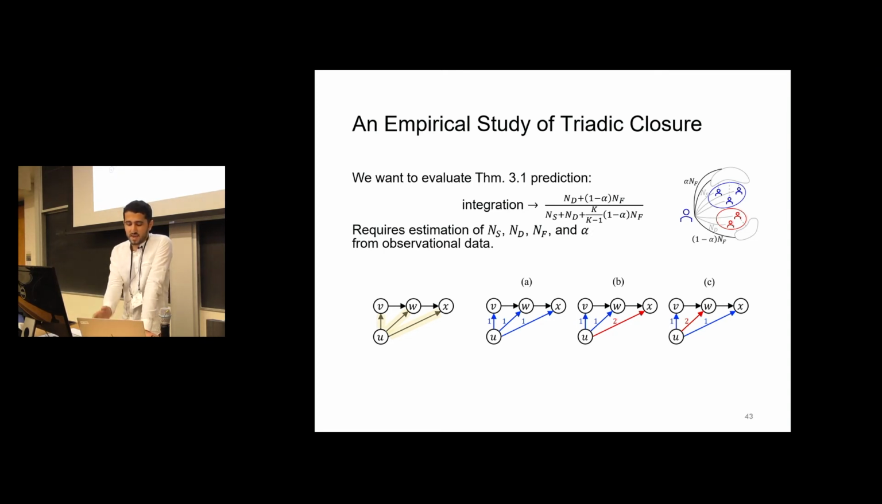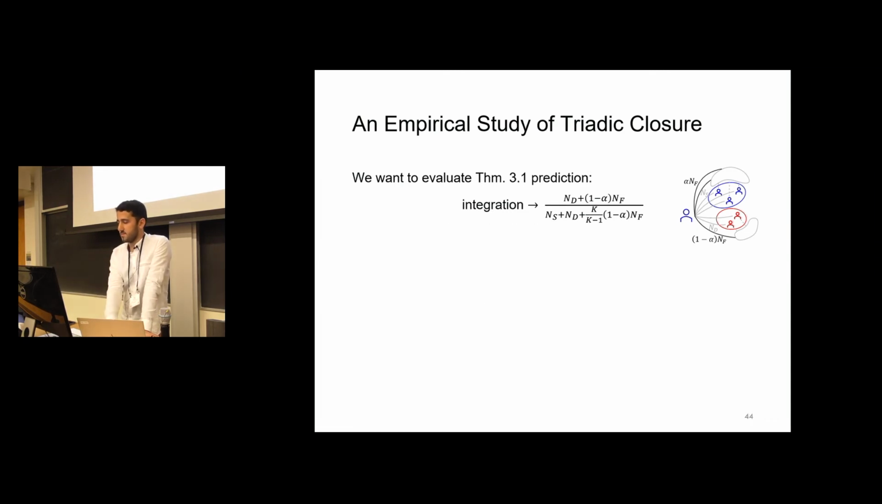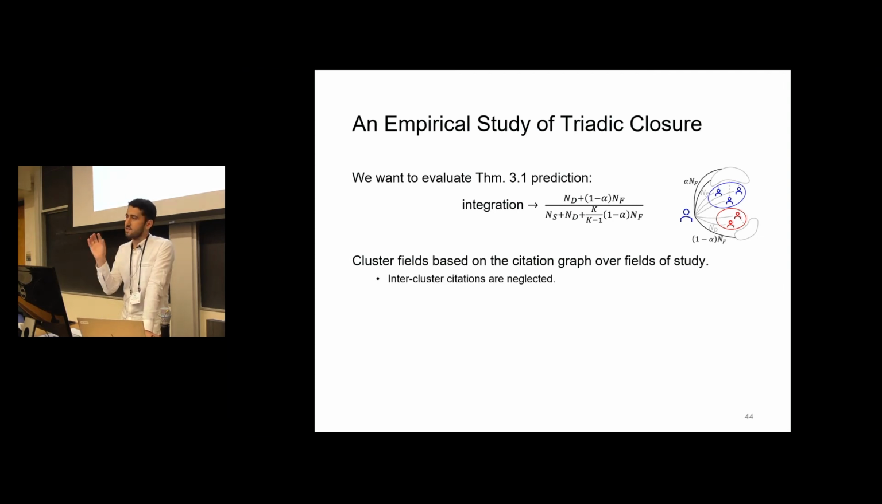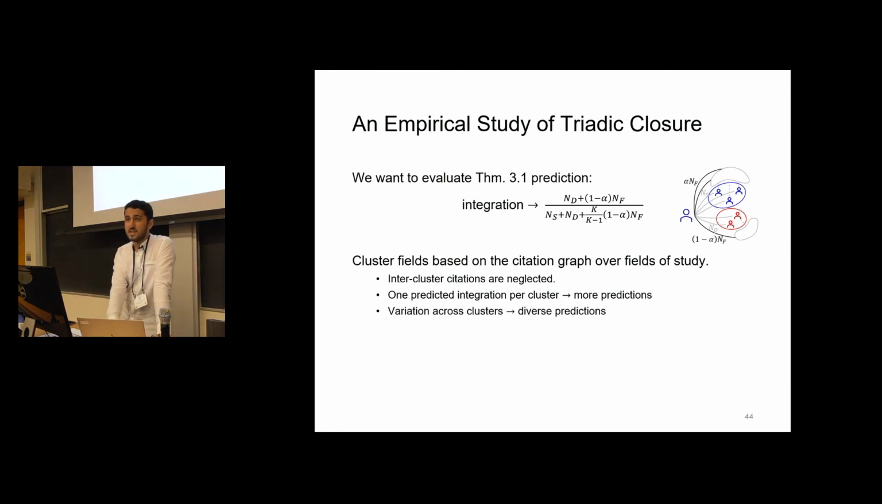Because we don't have any evidence which of them is superior, we assume all of them are equiprobable, and we estimate model parameters. But still, this theorem only gives us a single number, and we cannot test it by a single number. That's why we cluster different fields of study and study each cluster separately. Now we will have 1 predicted integration per cluster, which means we will have more predictions. And because different fields of study have different norms, we have variation across our predictions, which is good. That's why we can do a stronger test.